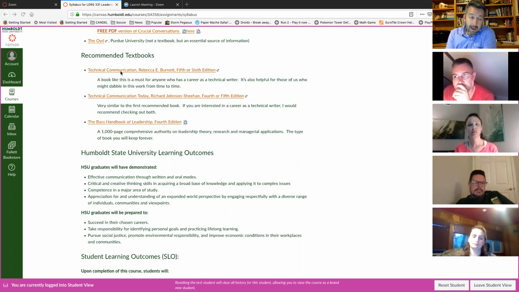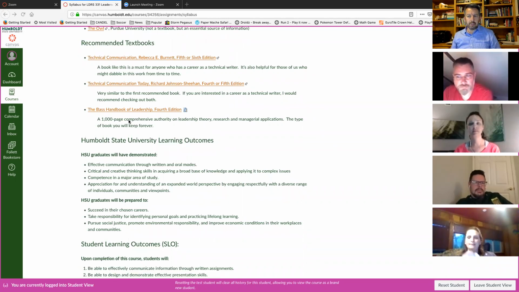Also very good to have if you're in a type of job where your boss might ask you from time to time to write a manual or to come up with a way to lay out a document. This would be a good place to go to find out how to lay it out and why to do it that way. And then, of course, the last book on the list there is the Bass Leadership Handbook, which I believe you got into in the first course, right?